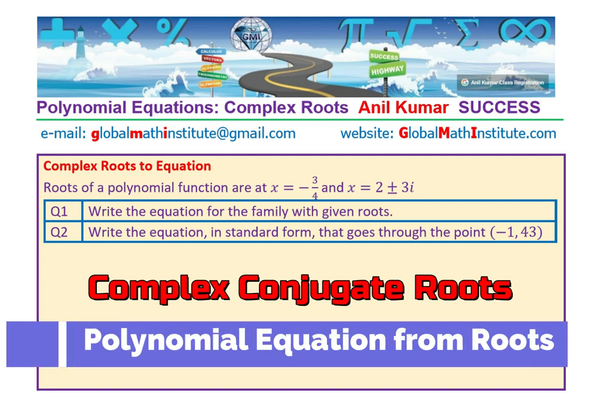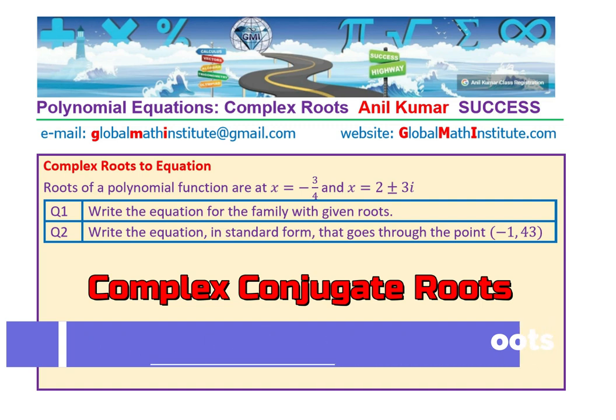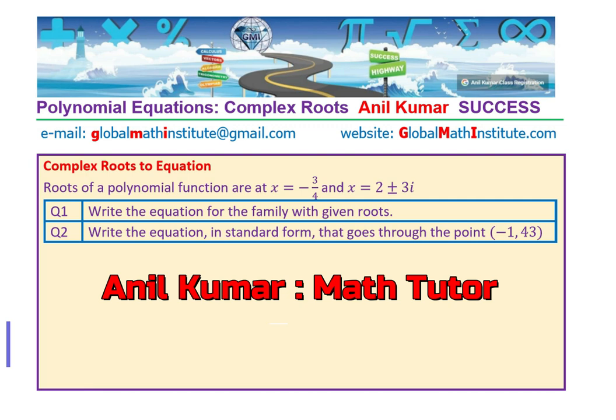Let us understand how we find a polynomial equation when the roots of the equation are given. In this case, two of the roots are complex roots.